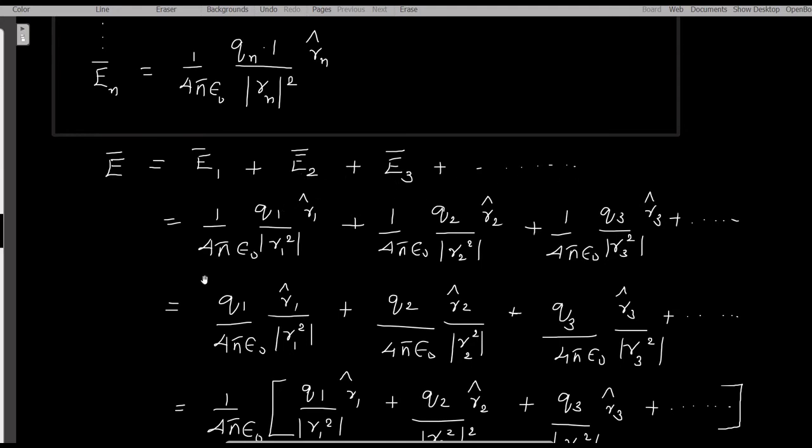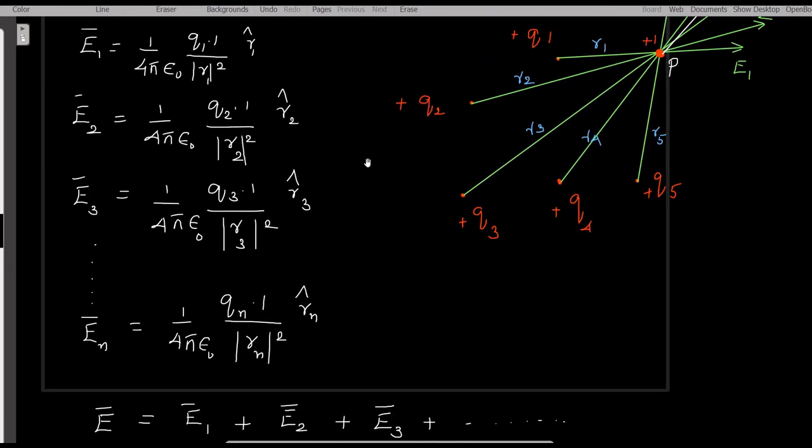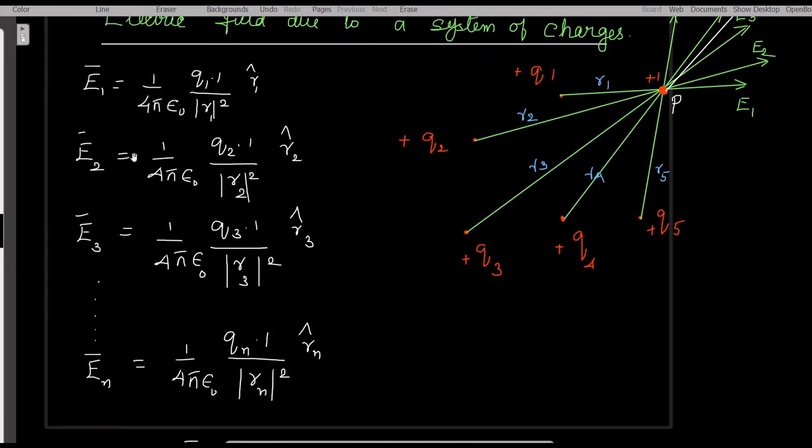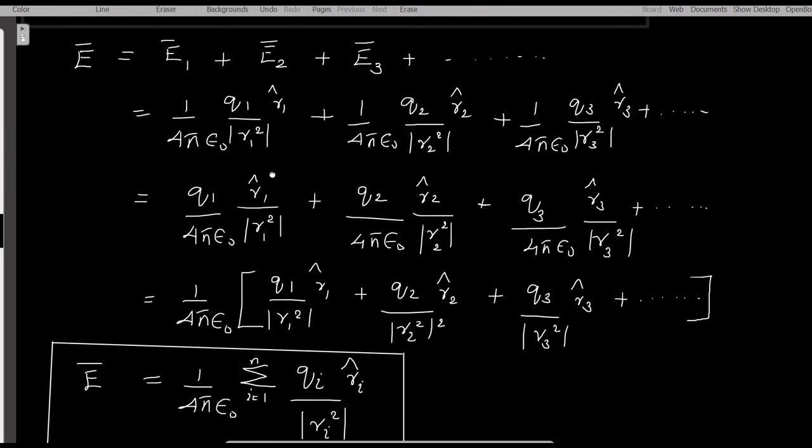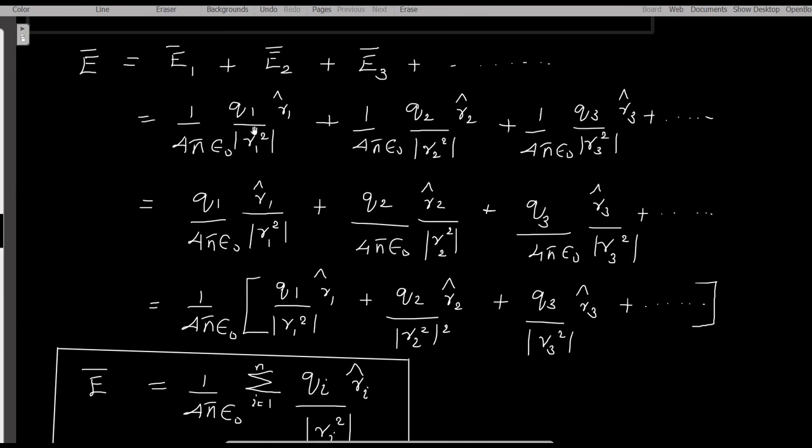So vector E1, this is the magnitude. In terms of vector, if you represent, 1 by 4 pi epsilon naught, Q1 by R1 square into unit vector R1, plus 1 by 4 pi epsilon naught, Q2 by R2 square into unit vector R2, plus etc. Or Q1 by 4 pi epsilon naught into unit vector R1 by modulus R1 square, plus Q2 by 4 pi epsilon naught unit vector R2 by modulus R2 square, plus Q3 by 4 pi epsilon naught unit vector R3 by modulus R3 square, plus etc.